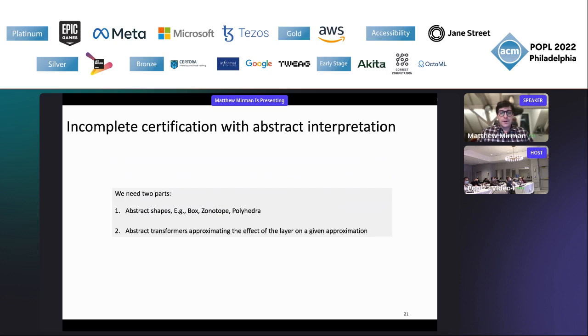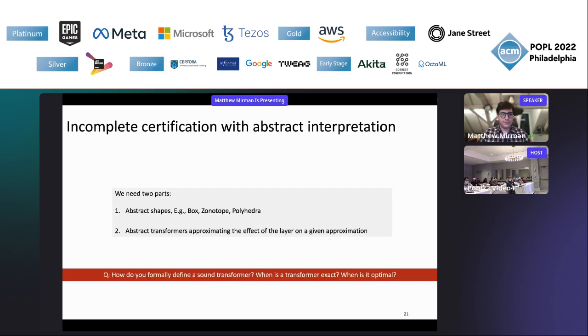So in order to build an abstract certification system, we need two parts. We need abstract shapes or domains. These are geometric shapes and representations of geometric shapes that are used to specify sets of possible program states. And then we need to design transformers for all of the different operations in our network or program. So the question that we have when designing formal verification systems is then, how do we formally define sound transformers? We can also ask if our transformers are exact or are they optimal.